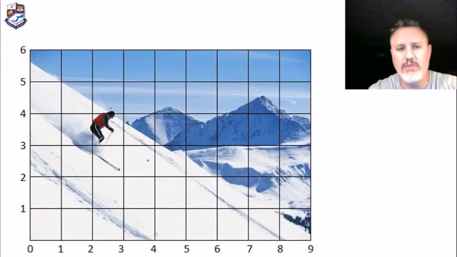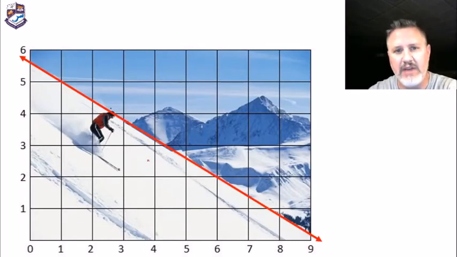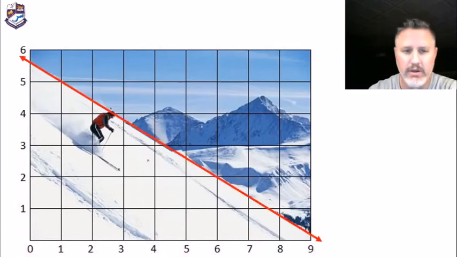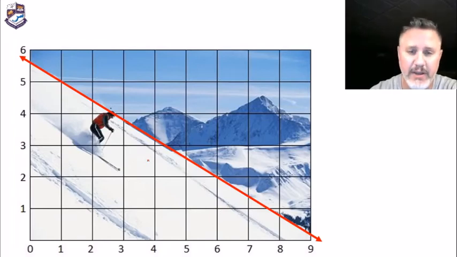So let's do an example problem. We got this guy skiing down the hill. We got the grid, all right? And we basically want to know, looking in the background, how steep is this mountain that he's going down right now? And we can do that with this line, right? So we need to find 2 points on this line that cross the crosshairs perfectly. Can you find them? I think I see them.